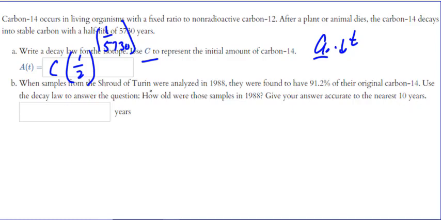When samples from the Shroud of Turin were analyzed in 1998, they were found to have 91.2% of their original carbon-14. Use the decay law to answer this question. How old were those samples in 1998? Well, give your answers accurate to the nearest 10 years.